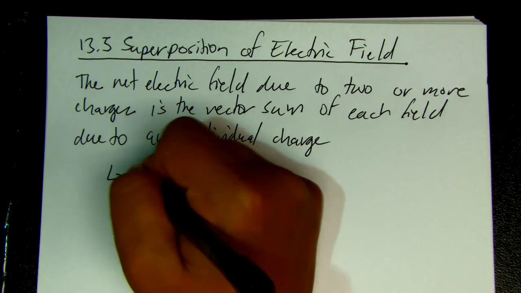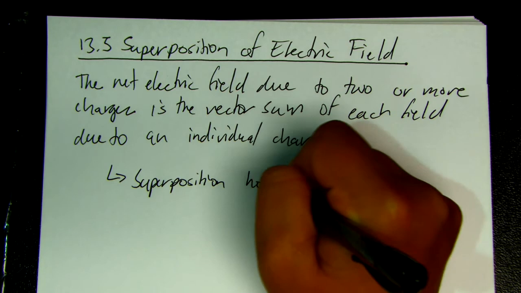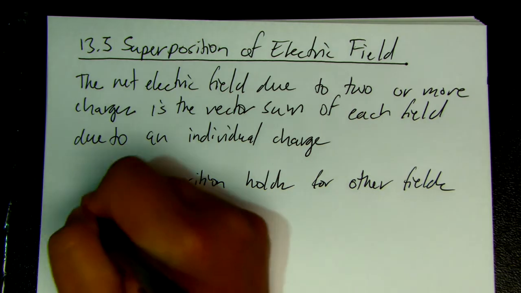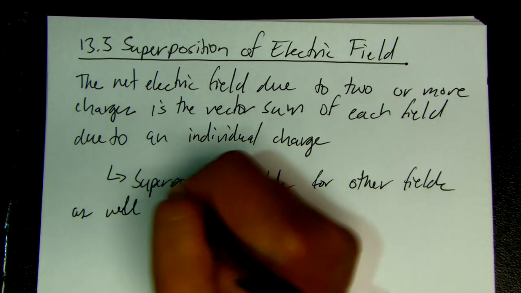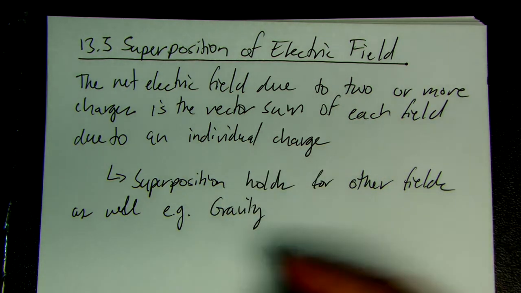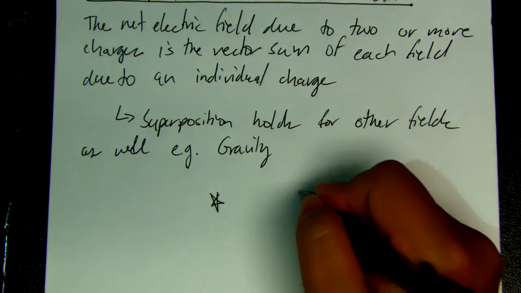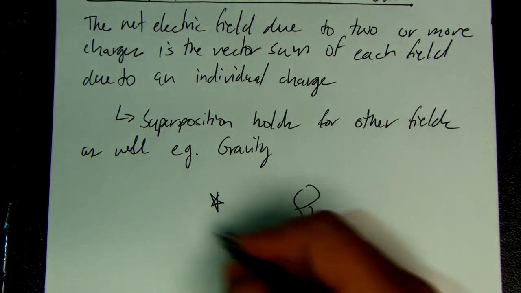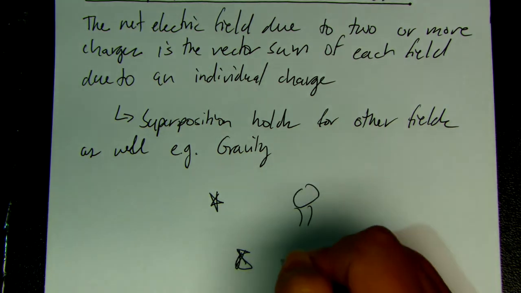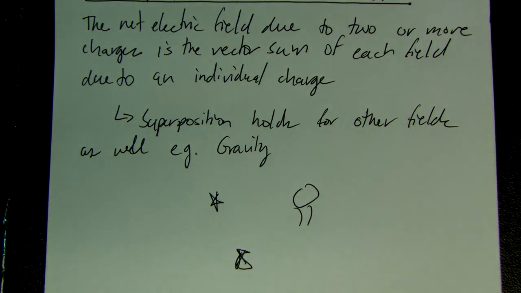So superposition holds for other fields as well. So for example, gravity. If you wanted to look at the gravitational force on an object, so let's say you've got a star here, and then you have a black hole over here, and another star over here, the gravitational force on this object would be the vector sum of all of these massive objects in the area.